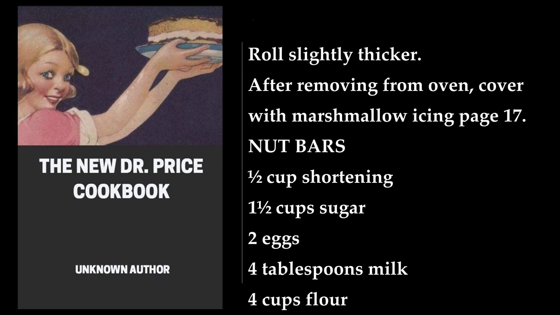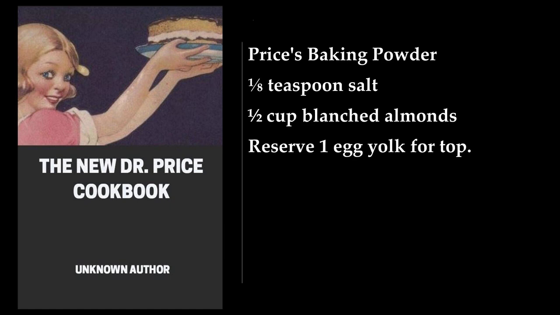Page 17. Nut bars. 1/2 cup shortening. 1 1/2 cups sugar. 2 eggs. 4 tablespoons milk. 4 cups flour. 3 teaspoons Price's baking powder. 1/8 teaspoon salt. 1/2 cup blanched almonds. Reserve 1 egg yolk for top.